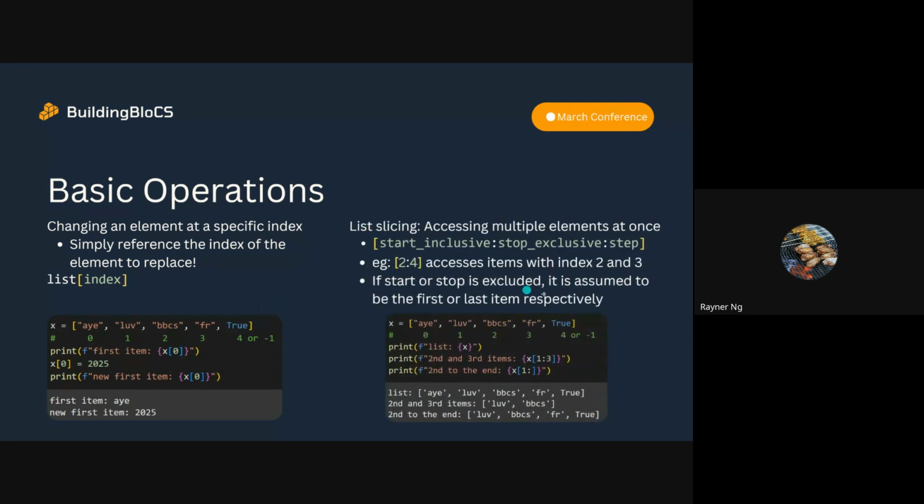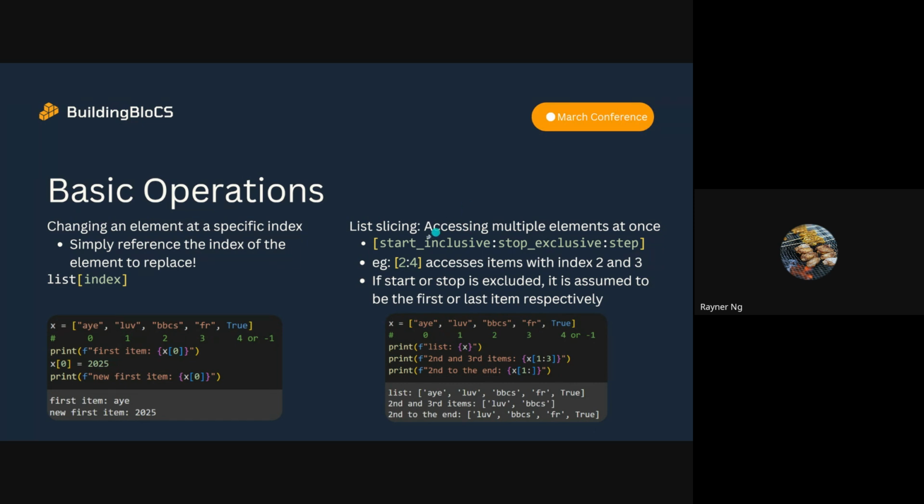Next, we have list slicing. It allows you to access multiple elements at once. So here's the syntax for it. We have square bracket, the start index, the stop index, and the step. The start index is inclusive, so the element at your start index will be included in the slice. And then the stop index is exclusive, so the item at your stop index will not be included in the slice.